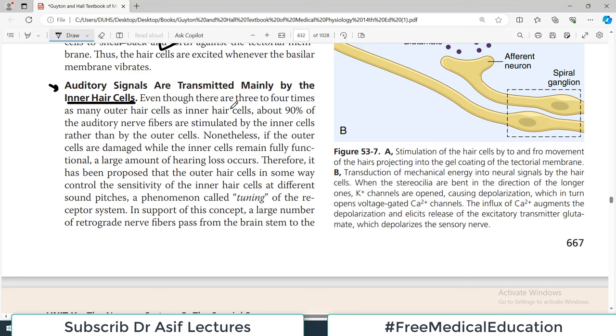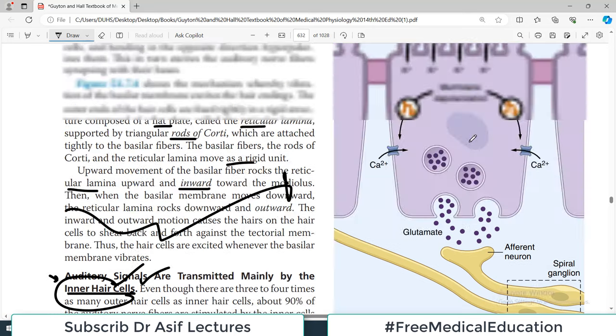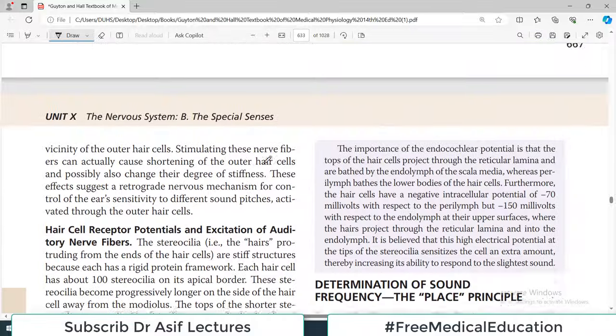So I told you that there are inner hair cells and outer hair cells. These are the ones which are critical. Even though there are 3 to 4 times as many outer hair cells, roughly 12,000, as compared to 2,000 to 3,000 inner hair cells, the inner ones are more important. Nonetheless, if the outer cells are damaged, while the inner cells remain fully functional, a large amount of hearing is lost. Which means that both inner and outer are important. That's fine. Okay, I understand that.